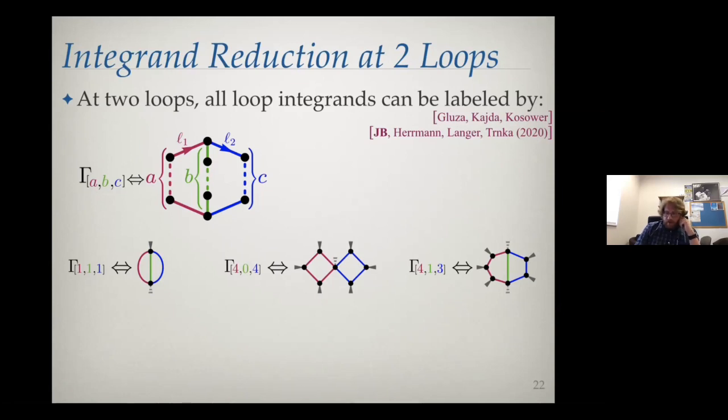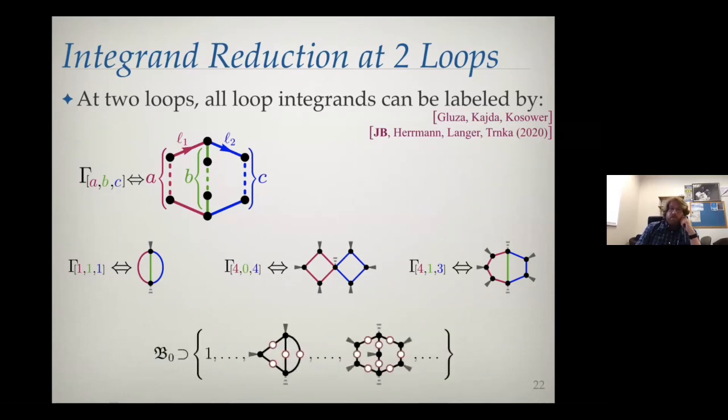Now, from this, the space of inverse propagators, we just construct this. And if we knew those ranks in general, all we would do is just take a graph with propagators labeled by A, B, and C and put this vector space on top of it.